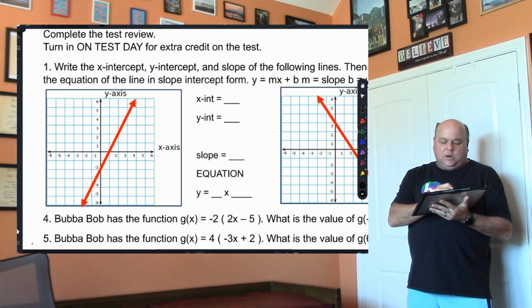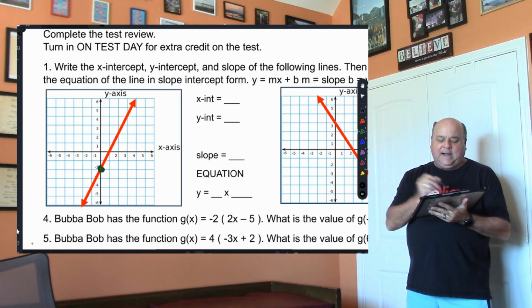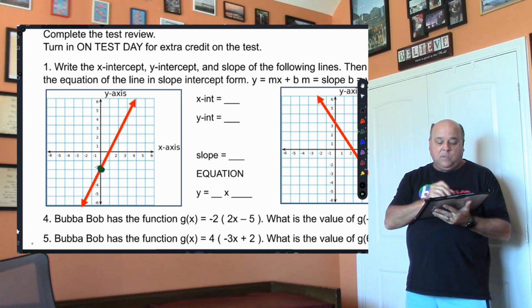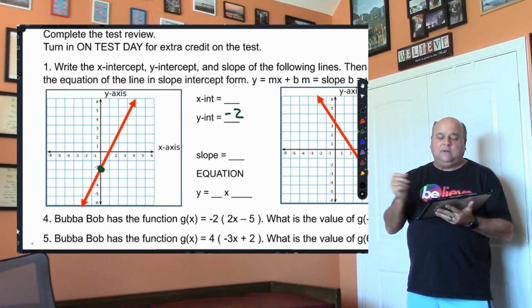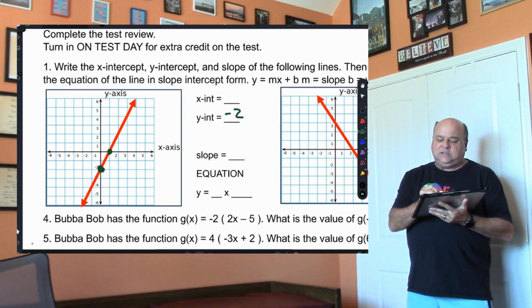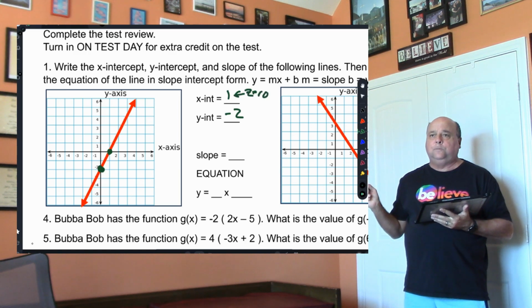Okay, so the first thing you want to do is put a dot on the y-axis. The y-intercept will almost always be an integer in Algebra 1. So our y-intercept is -2. The x-intercept's right here, and it's +1. And remember, the x-intercept is also called your zero.